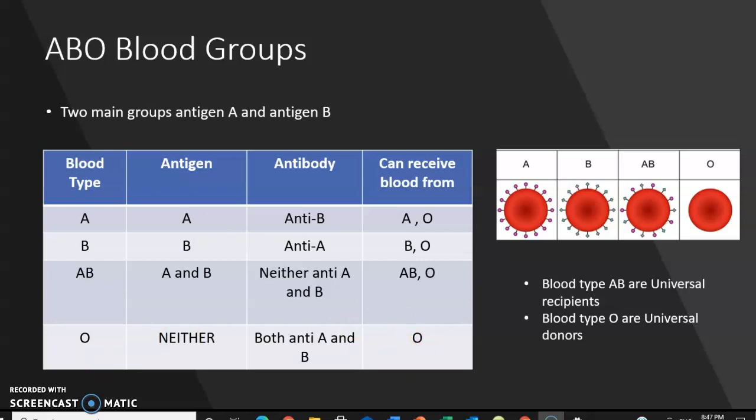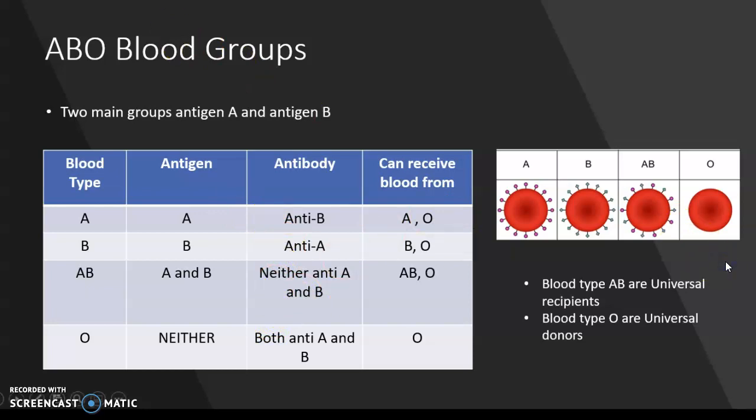So once again, just to clarify, when antigen A is absent on the red blood cells, an antibody called anti-A is produced, and whenever antigen B is absent, an antibody called anti-B is produced. So this is why for blood type A we have anti-B, and so on.